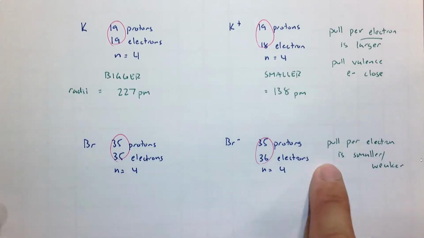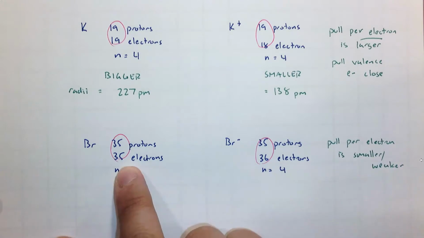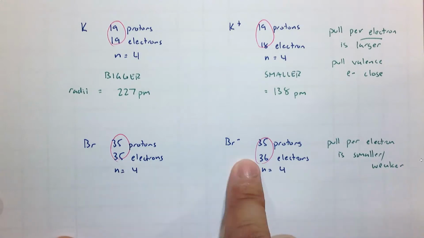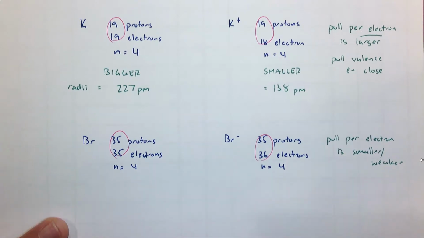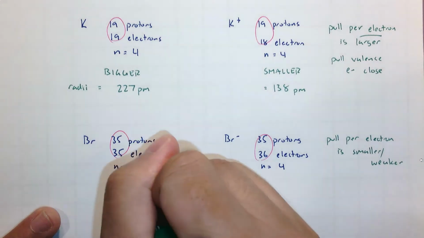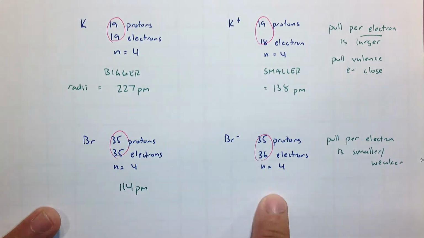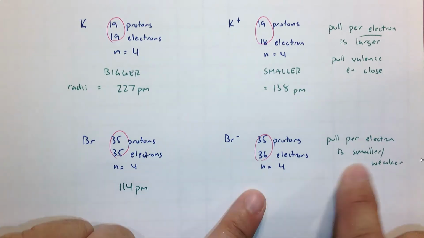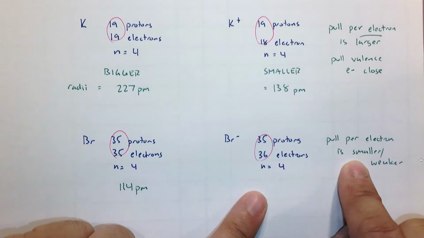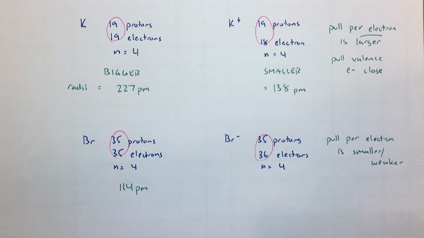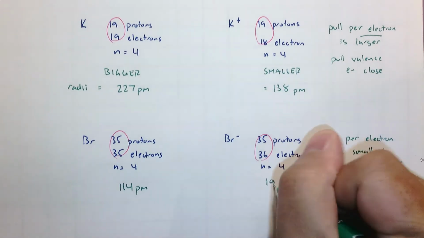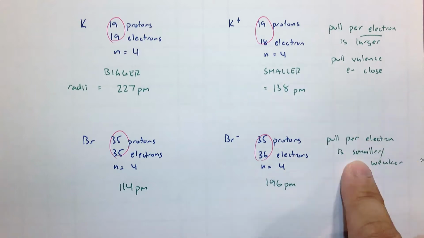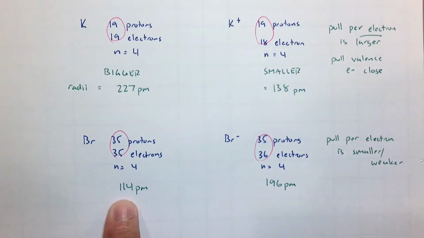But I would think of it this way. Compared to the bromine that's neutral, for bromine that's negative, the pull per electron is smaller. And the data bears it out. This is 114 picometers. And, okay, I almost got nervous there. The pull is smaller, therefore the radii is bigger because you're not pulling those electrons harder towards the nucleus. That's why this number should be larger, because the pull is less than in the neutral atom.